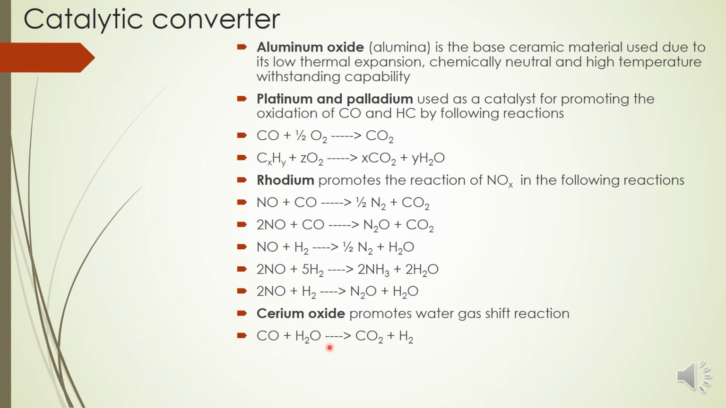Carbon monoxide and water vapor will react to form carbon dioxide. So carbon dioxide and hydrogen are safe. This is another reaction that takes place if we use cerium oxide. So this set of reactions will convert the harmful gas to harmless gas. That is what is happening here. With the help of this catalyst, these harmful gases are converted to harmless gases.